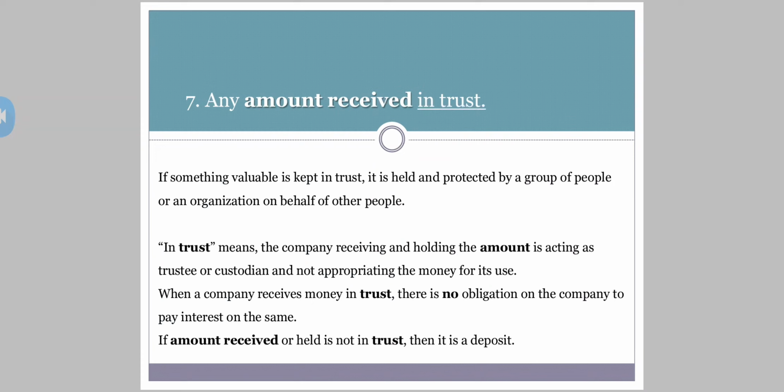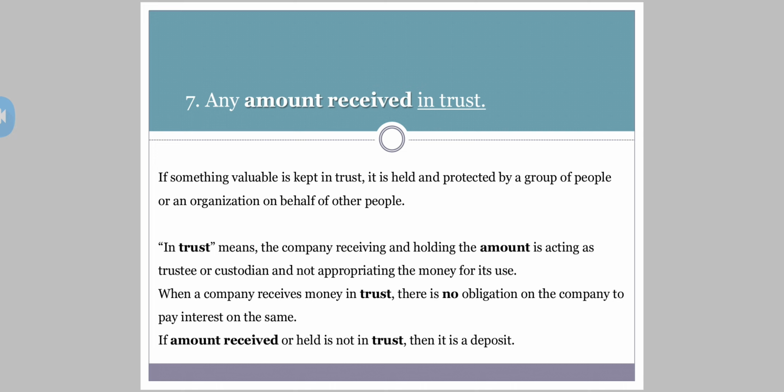The seventh one you have got is any amount received in trust. What do you mean by in trust? See, in trust means the company receiving and holding the amount is acting as trustee or custodian and not appropriating the money for its own use. When a company receives money in trust, there is no obligation on the company to pay interest on it. This is not an investment the other person is making. The company is acting as a trustee of the amount. The company will try to keep this amount safe, though it will utilize the amount, but at the end the company is going to pay only the actual amount rather than interest on it.